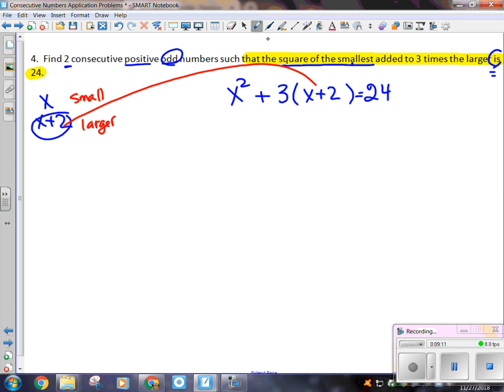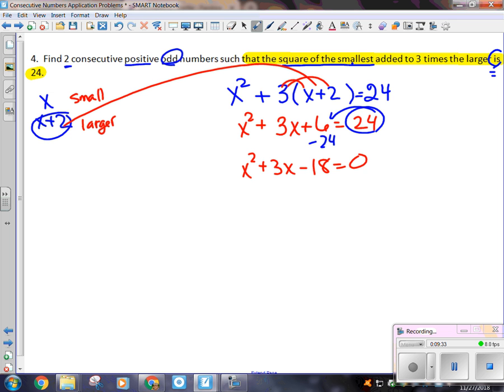Not sure guess and check would work, but that's why we have a strategy in place. So that's what we're doing. I must multiply by 3 first. So x squared, I did not do anything to it. 3x plus 6 equals 24. I need to bring 24 over, so it's going to be minus 24. So I end up with x squared plus 3x minus 18 is equal to 0.